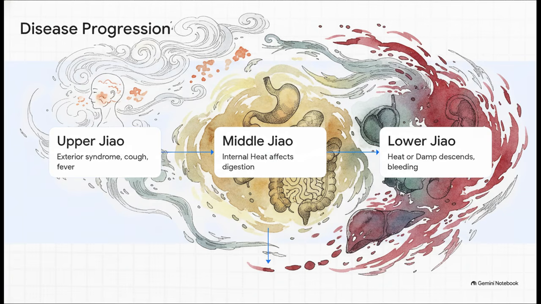It starts in step 1, the Upper Jiao, as a surface-level exterior syndrome like a cough. If it goes untreated, it sinks down to step 2, the Middle Jiao, turning into internal heat that totally wrecks digestion and creates damp heat. Finally, if it still isn't stopped, it crashes right into step 3, the Lower Jiao, where the heat and dampness descend to affect the kidneys and liver, causing those extreme symptoms like bleeding and collapse.